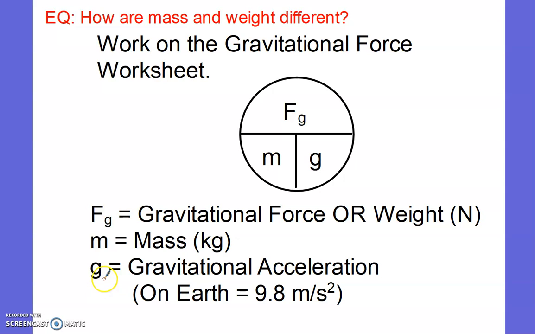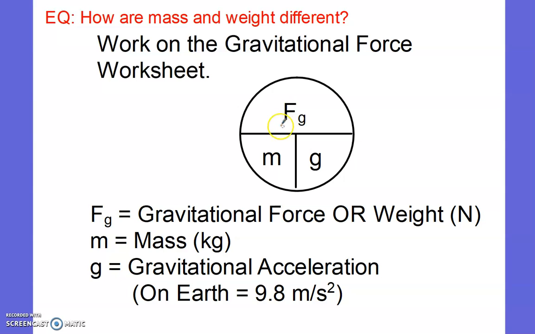And then finally, g is the gravitational acceleration. On Earth, the gravitational acceleration is 9.8 meters per second squared. That number will be different based on what moon or planet you might be on. If you go to the moon, again, it's 1/6 of that, or 1.6 meters per second squared.